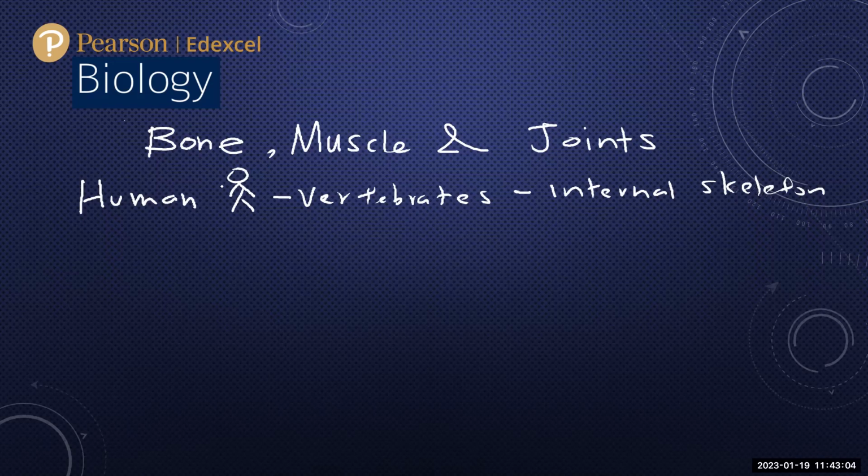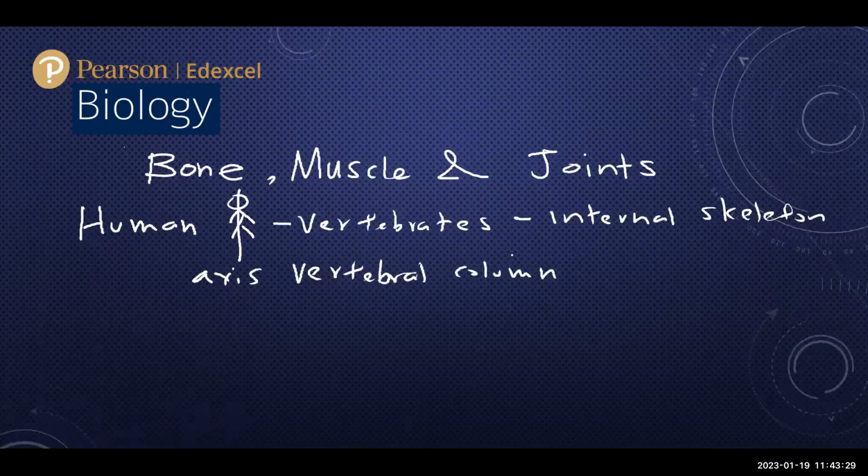And human has a central axis, a central vertebral column, so humans are special, like they have this vertebral column.